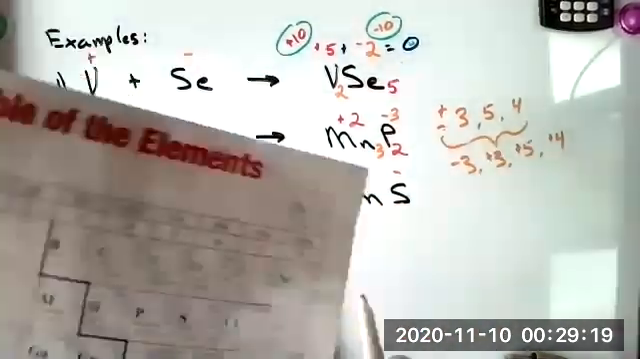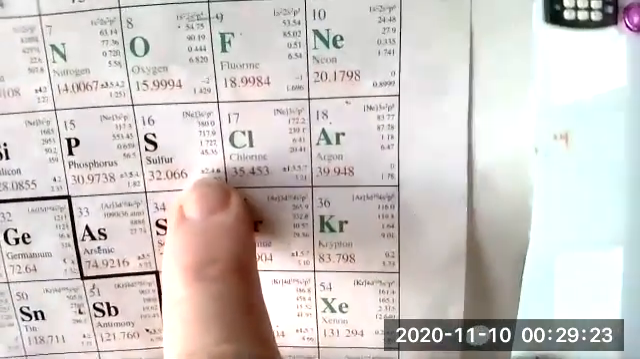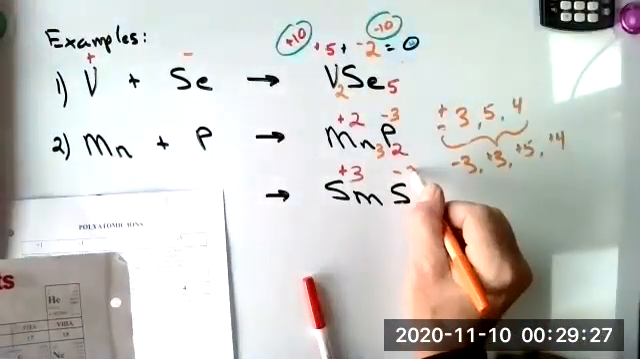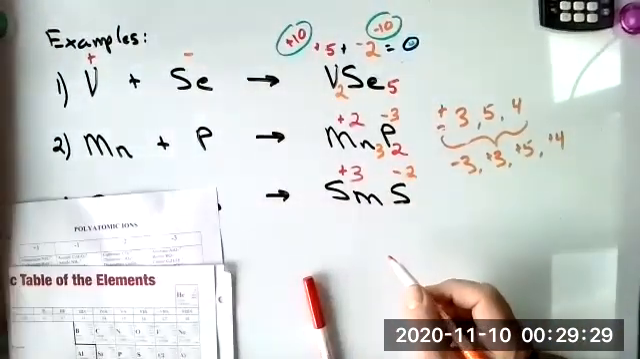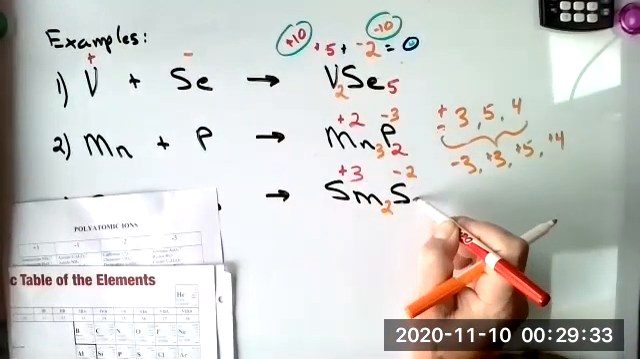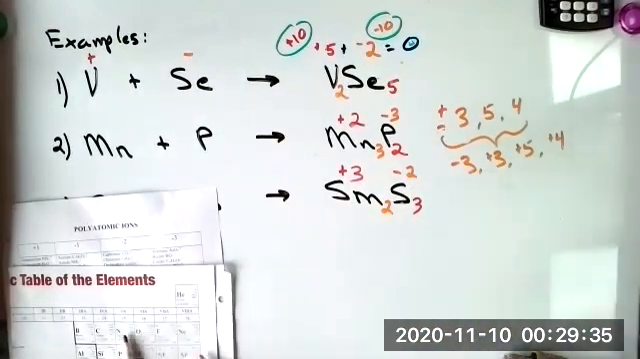3, and then sulfur sitting over here, plus or minus. You don't have a choice. You have to use the negative option, which for him is a -2. I'm going to simply drop and cross. I'll bring that 2 over here. Bring that 3 over there, and you are done.